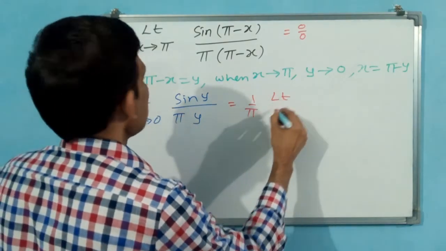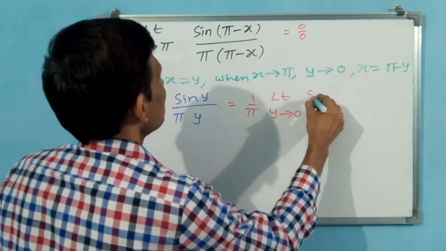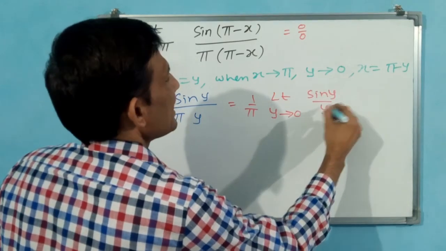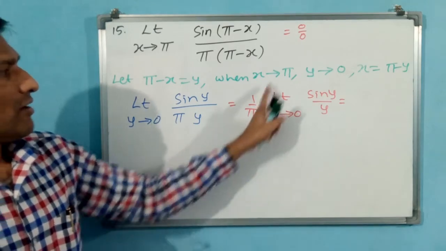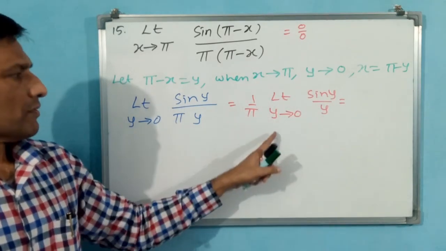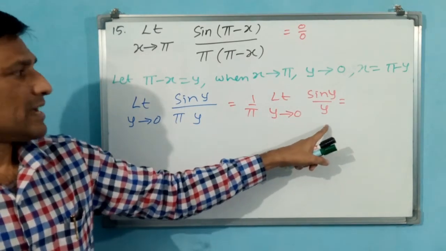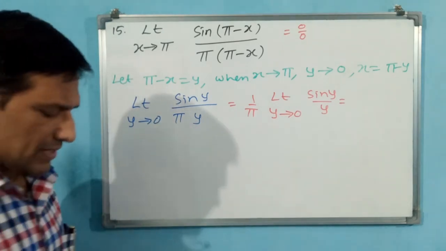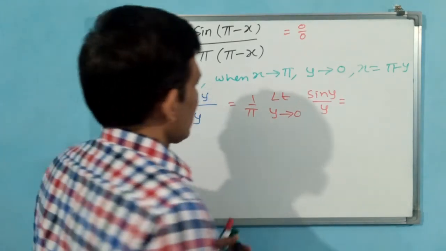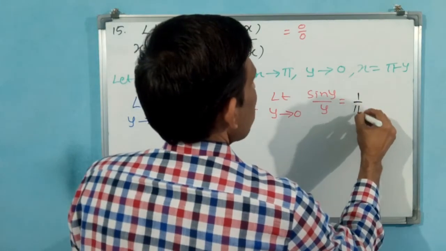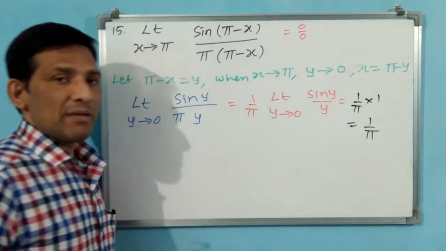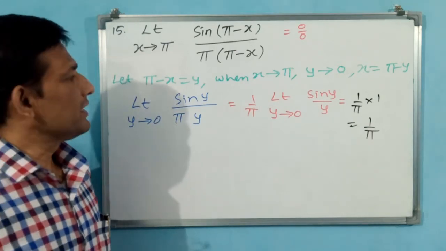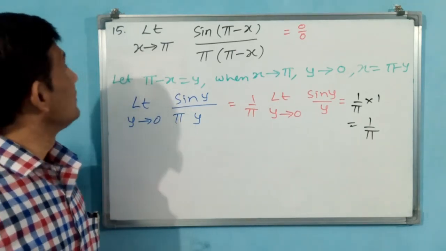Now again I am writing limit y tends to 0, sin y by y. Is it okay? Now this pi is not there. Happily you can apply this as 1. 1 by pi into 1. Write down that. 1 by pi into 1, that is equal to 1 by pi. Answer is 1 by pi. Okay? You understand now?